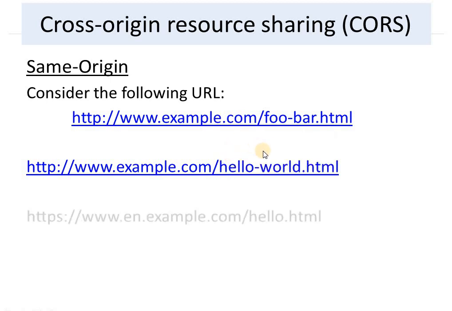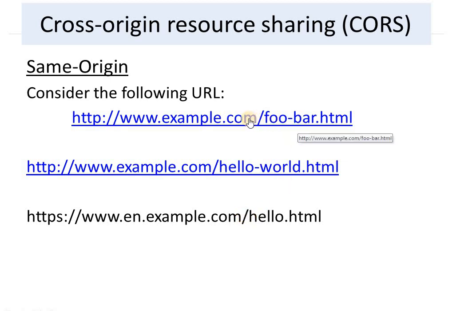So that's why it is possible to navigate from here to here. But now consider this link. Is there any difference? Yes. Over here, your protocol is HTTPS, not HTTP, and your domain name is also different. Over here it is example.com, over here it is en.example.com. That means your domain is also different. What does it mean? I cannot navigate to this page from here. I can go from here to here, but I cannot go from here to here.